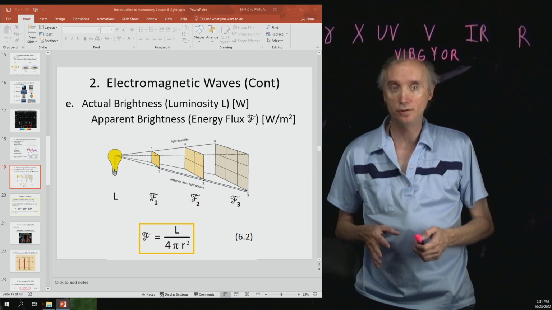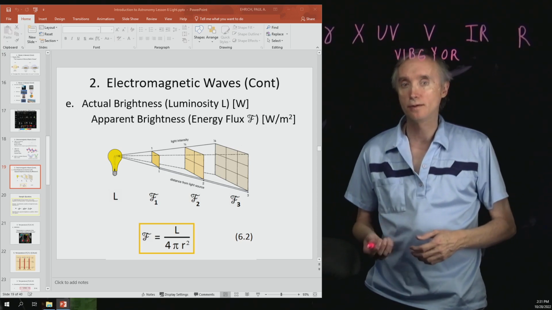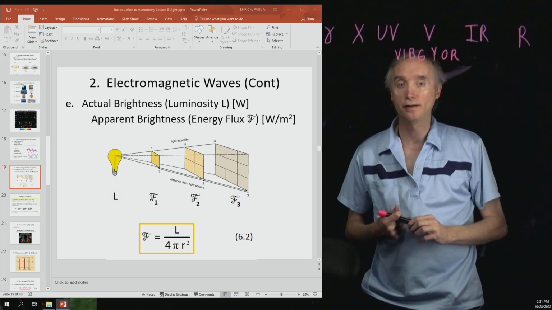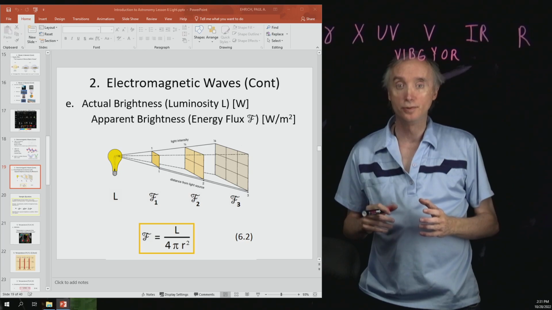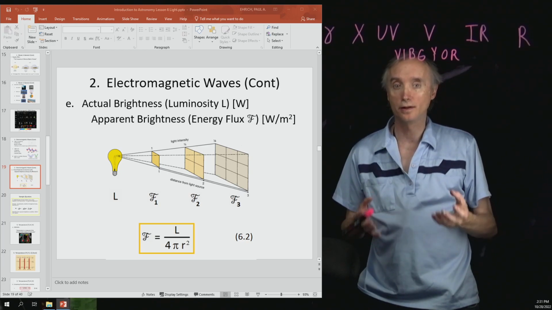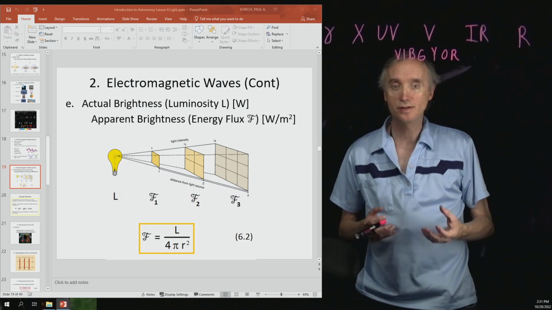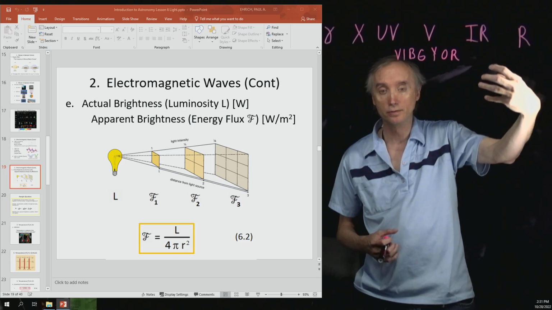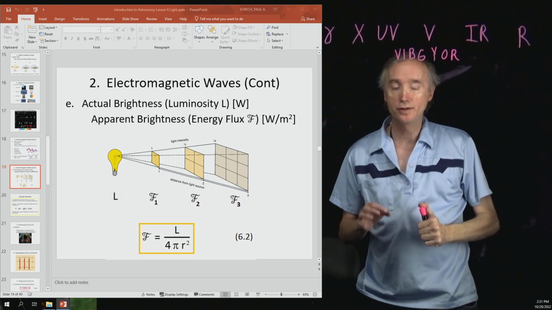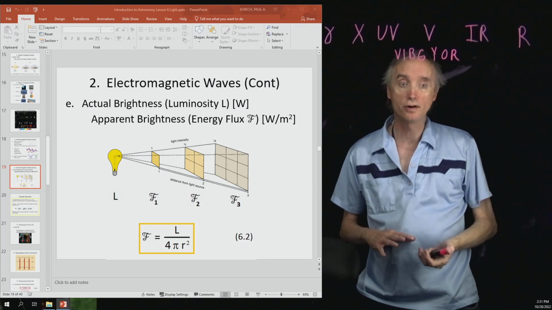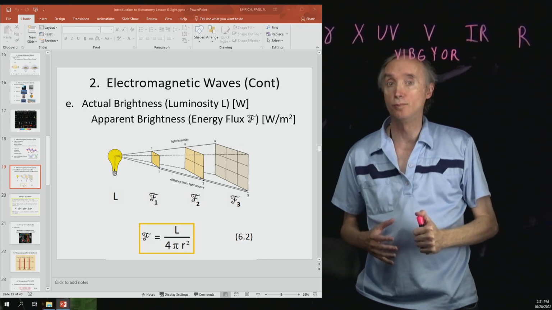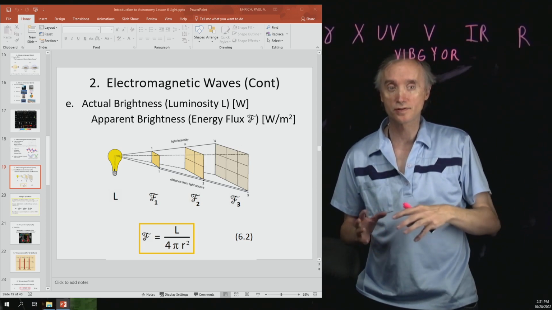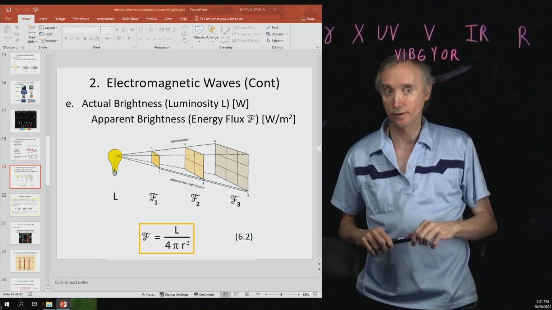So capital W for watts. So for example, if you go to Walmart, that's a plug for Walmart, and you buy a light bulb. Let's say that light bulb is a 60 watt light bulb. Well, that's a 60 watt light bulb whether you hold it right in front of your eye or if you hold it a mile away. So the luminosity of a star or of a light bulb does not change. It's the same star, the same light bulb no matter where you put it.